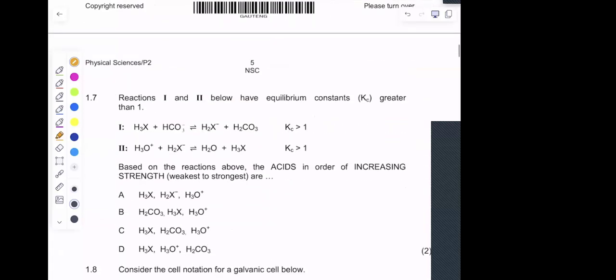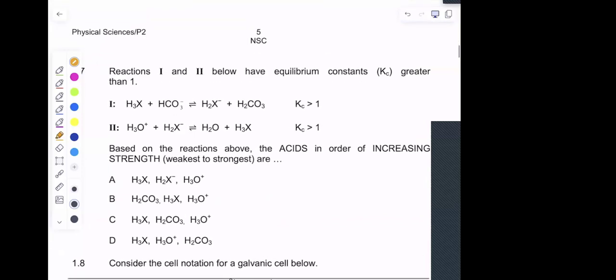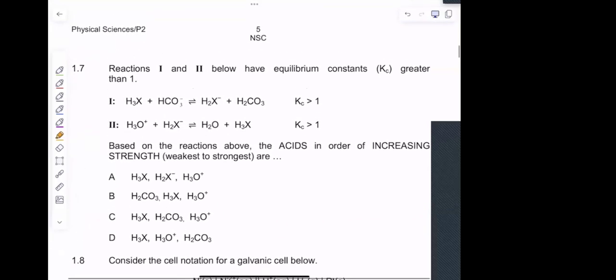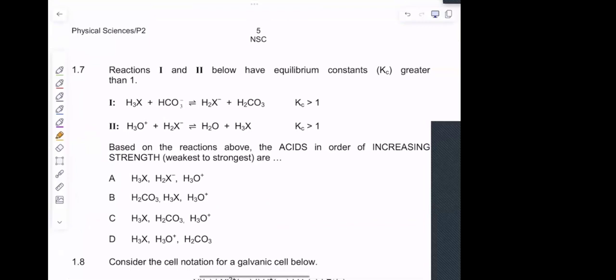Right. Then 1.7 says, okay, 1.7, we've got the reactants 1 and 2 below have equilibrium constant Kc greater than 1, right? Then you've got a reaction 1, you've got a reaction 2. Based on the reactions above, the acids, in order of increasing strength, weakest to strongest are, and then they'll give you the H3X, H2X minus, H3O plus. You guys must decide what is going to be your acids in terms of increasing strength. Go for it. I'll give you guys 2 minutes to quickly look at that one. Just remember, once you have done it and you're comfortable with your answer, just post it in the chat.